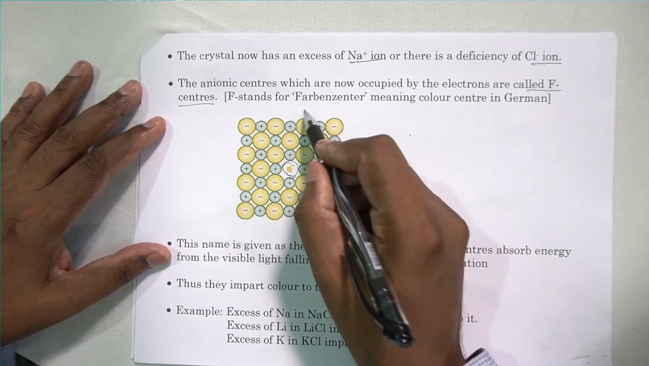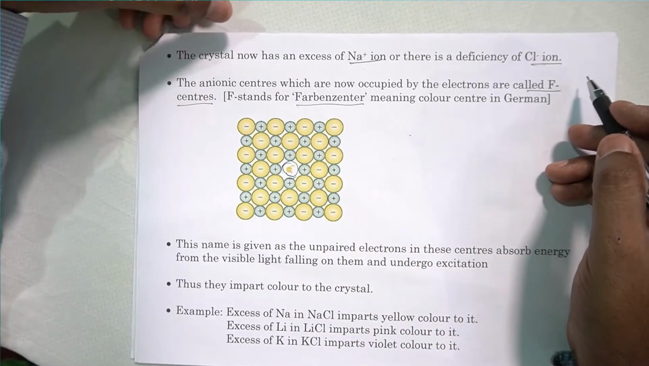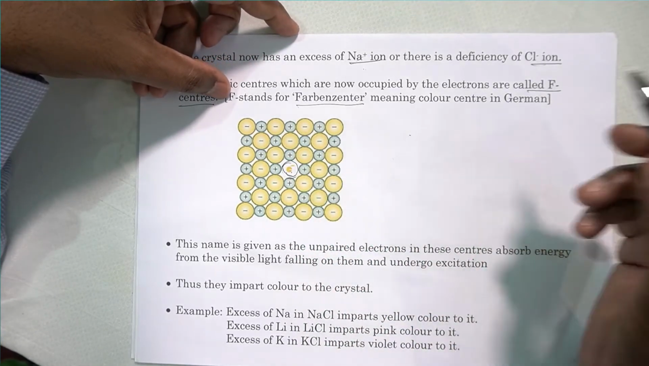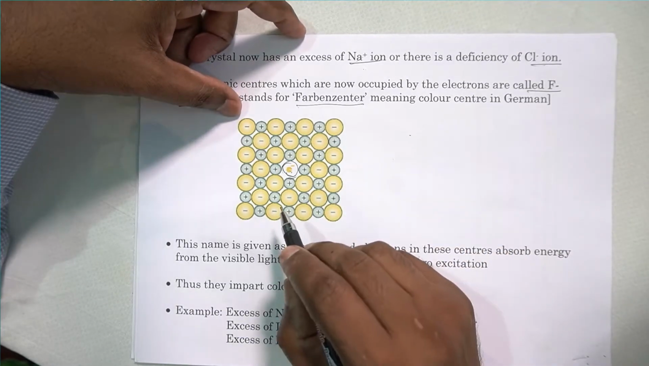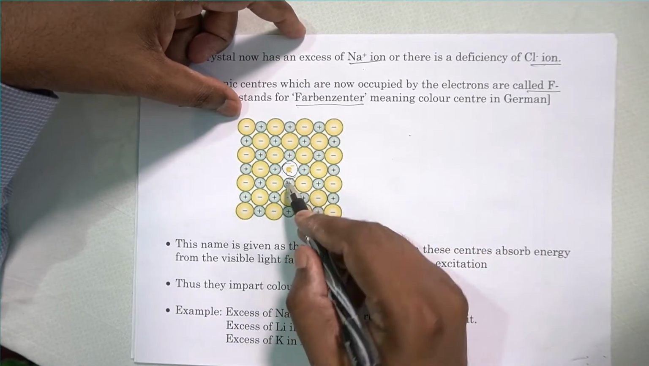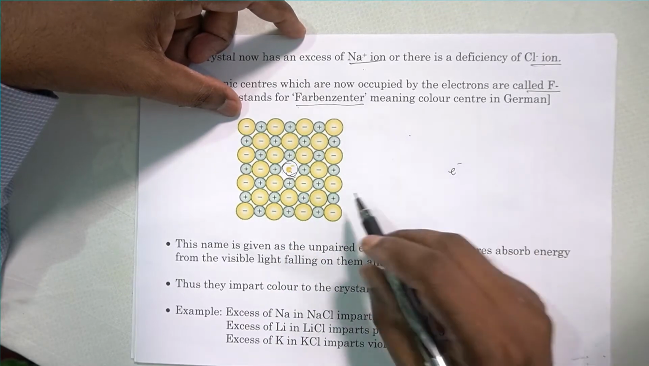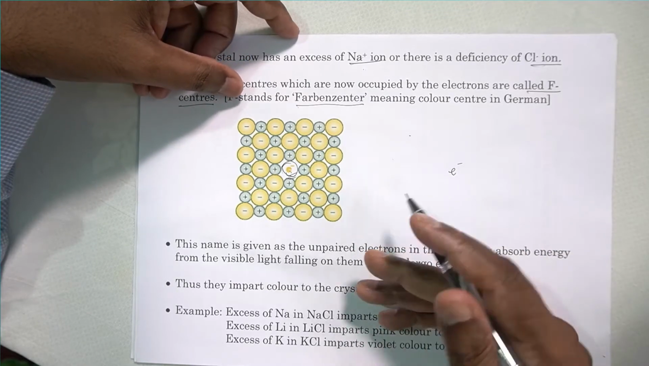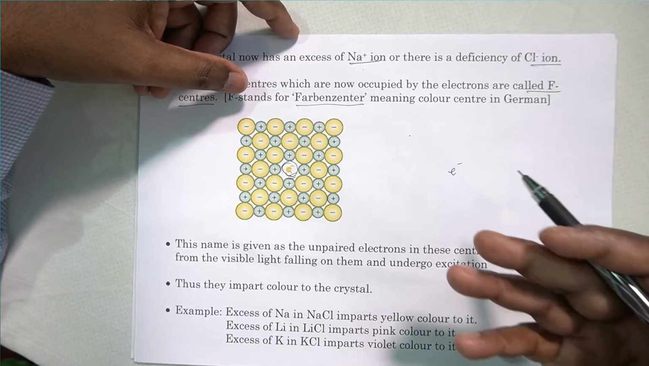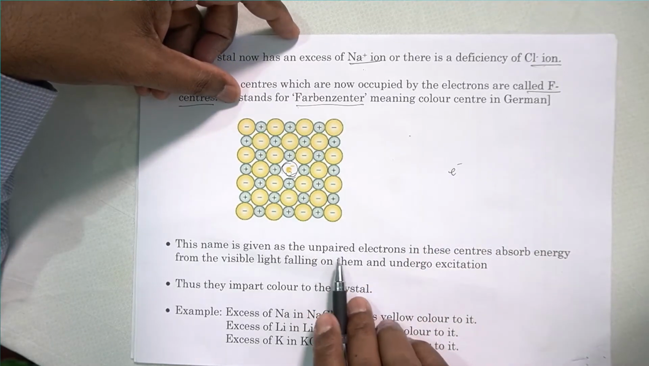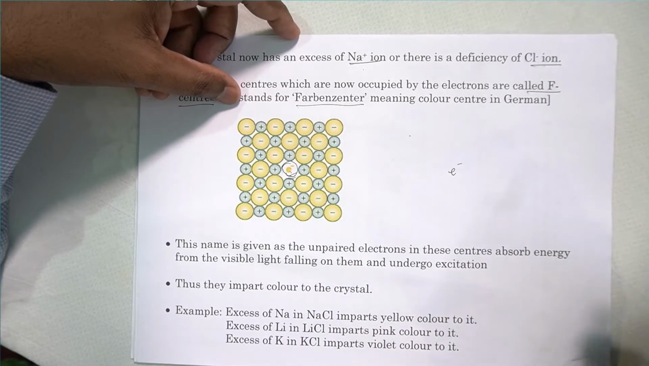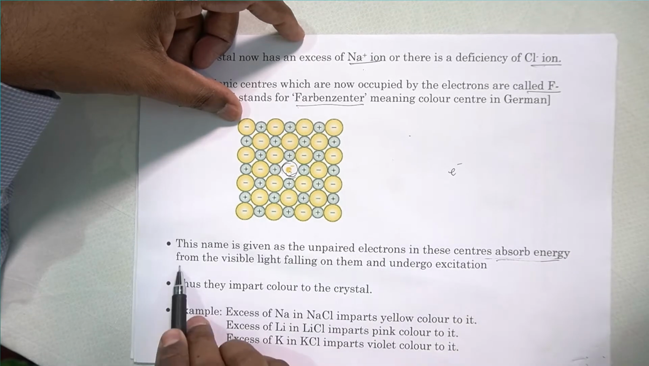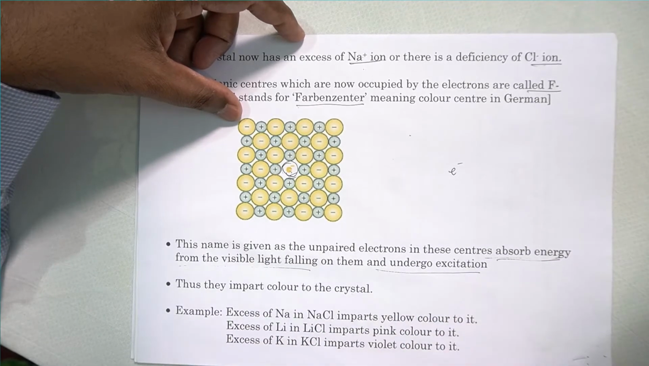Now F stands for Farben center, which is a German word which means color center. Now the color is created. How is the color created? When sunlight or any bright light falls on the crystal, the electron, which is an unpaired electron, a single electron, absorbs energy and gets excited. It moves to a higher energy level from its original state, and when it gives out its energy and comes back, this is what is called excitation. It absorbs energy from the visible light falling and undergoes excitation. Then it gives out radiation.